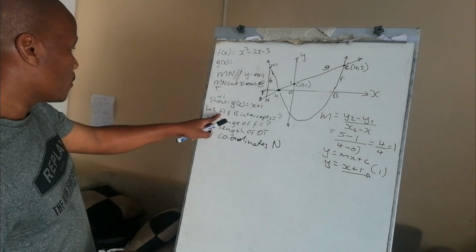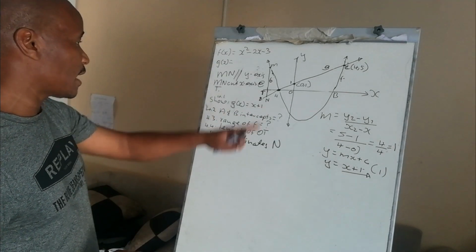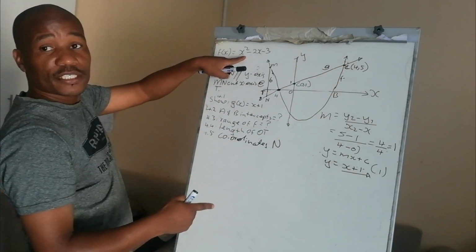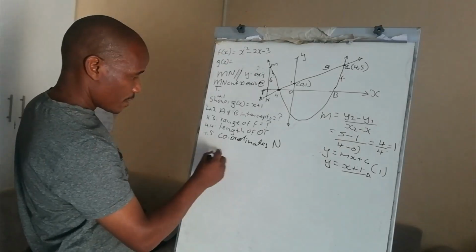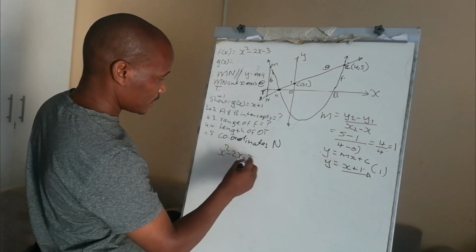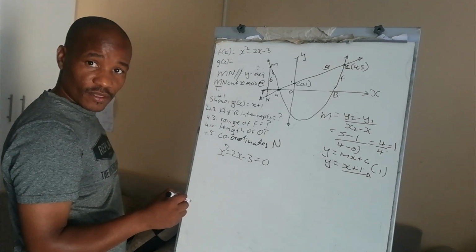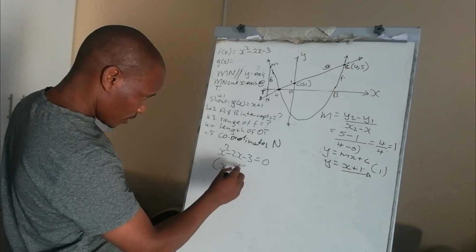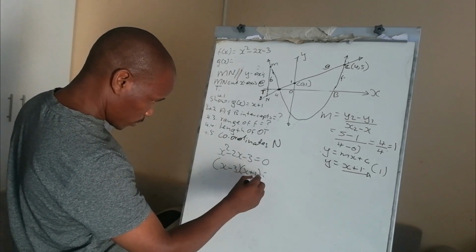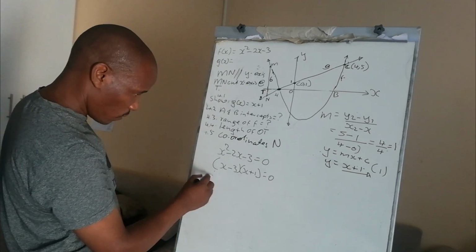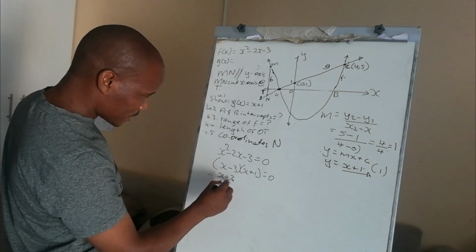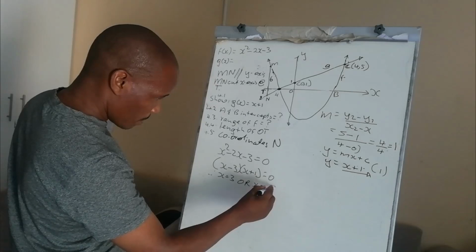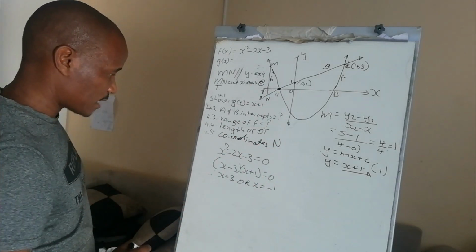And then they say B, calculate A and B intercept. It is that equation. It is equal to what? X squared minus 2x minus 3 is equal to 0. Let's factorize this, and it's equal to x minus 3 into x plus 1 is equal to 0. Therefore, x is equal to 3 if it goes on the far side of the equal sign, or x is equal to minus 1.